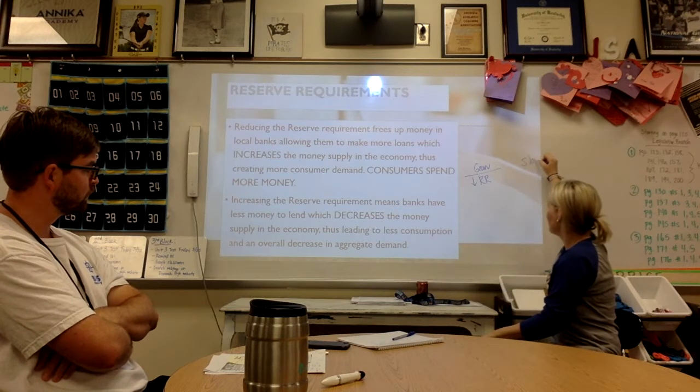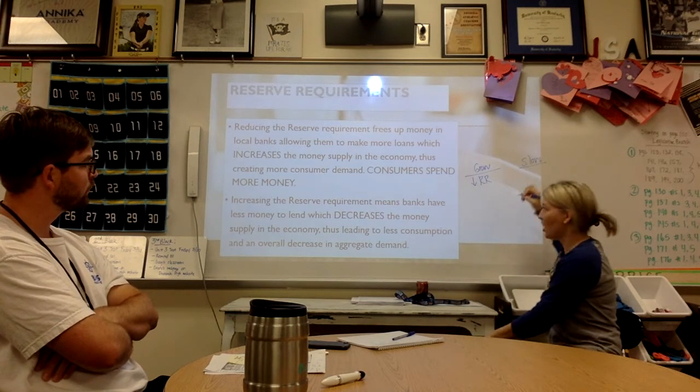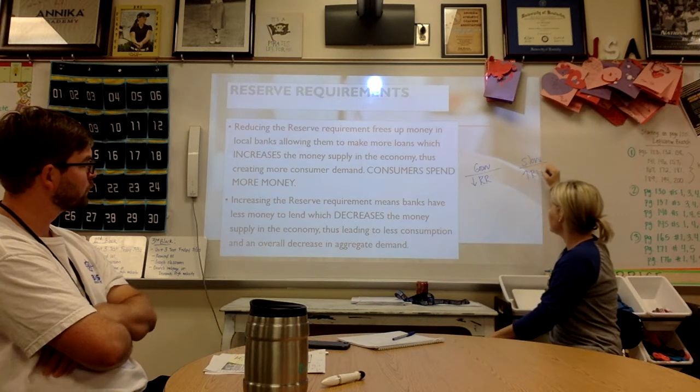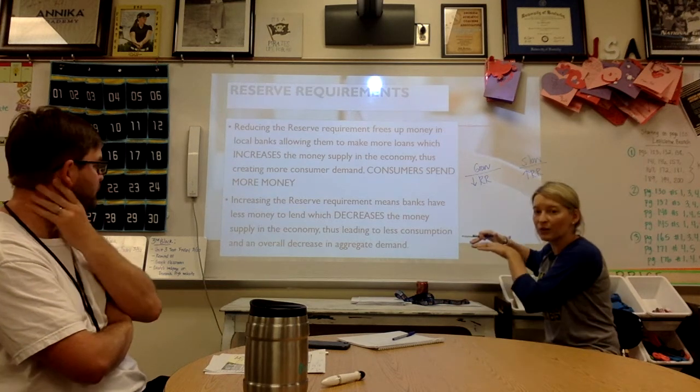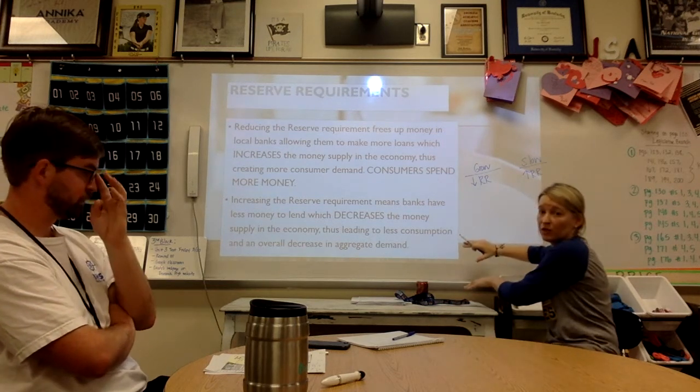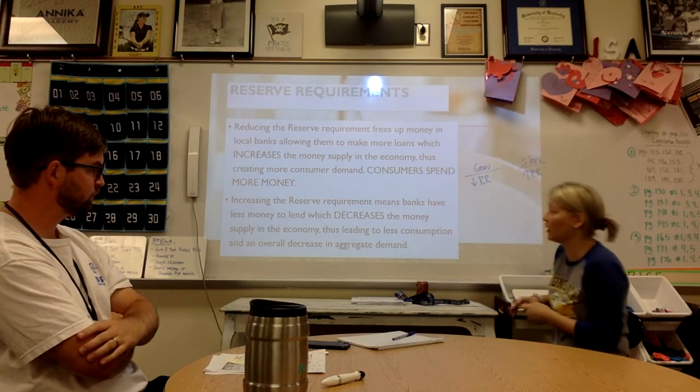On the opposite side, if I slow it, well, it's just the opposite. They would raise it. So they would raise the actual requirement that me as the bank has to keep in my vault if they want to keep the money off the streets, okay?